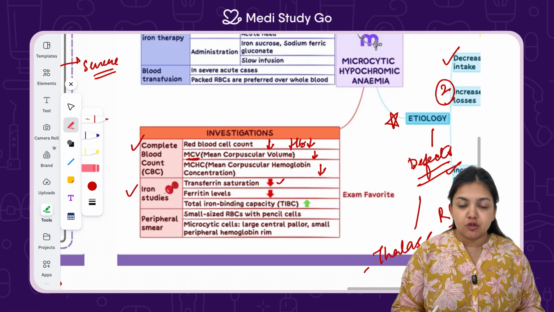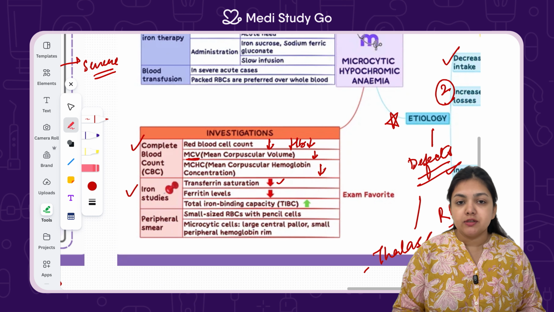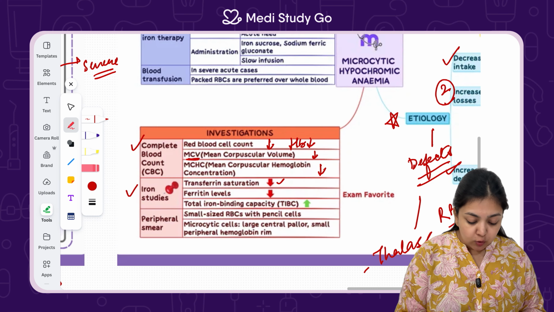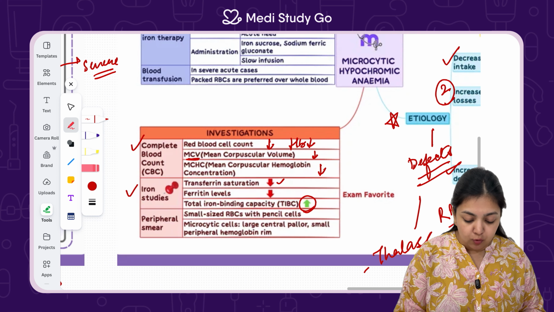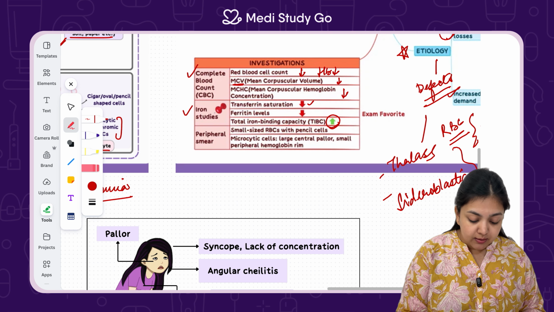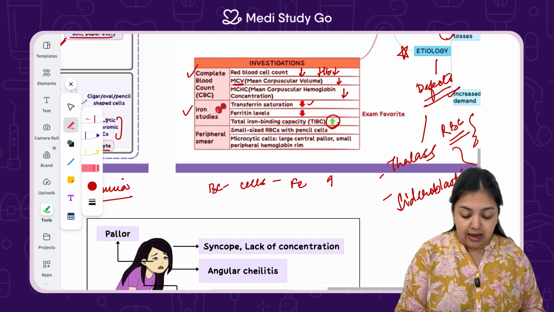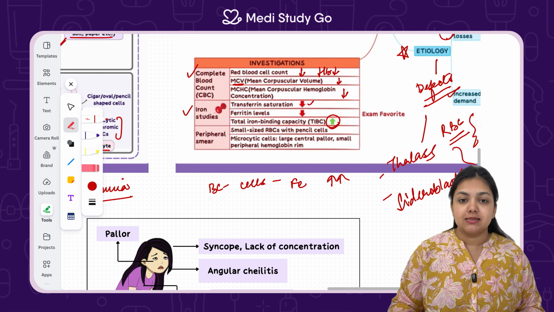So transferrin saturation will be less. Less ferritin levels because the stores are depleted. Total iron binding capacity will be more. How? Because the binding capacity of the cell to iron is high because too many free cells are present.